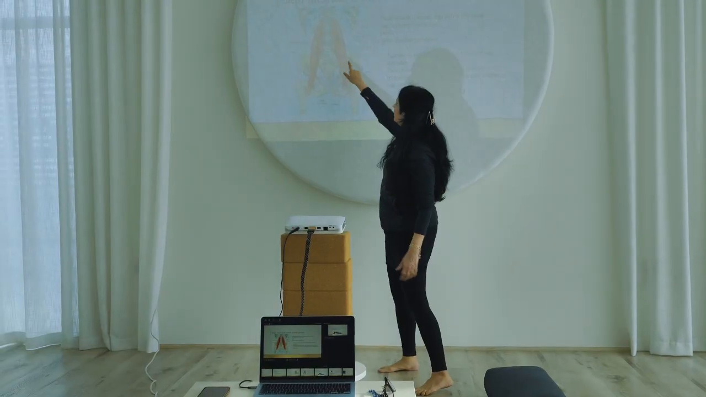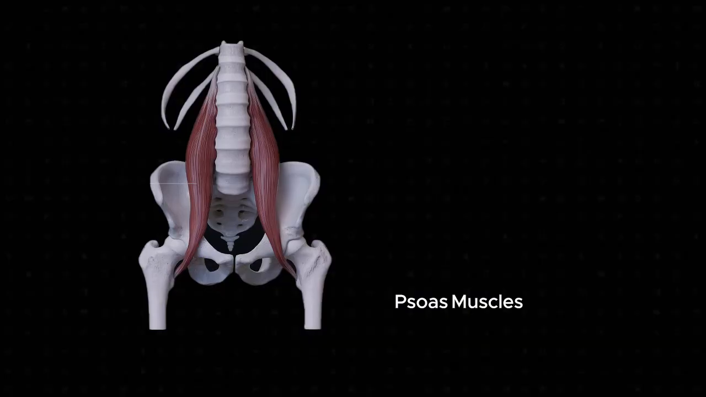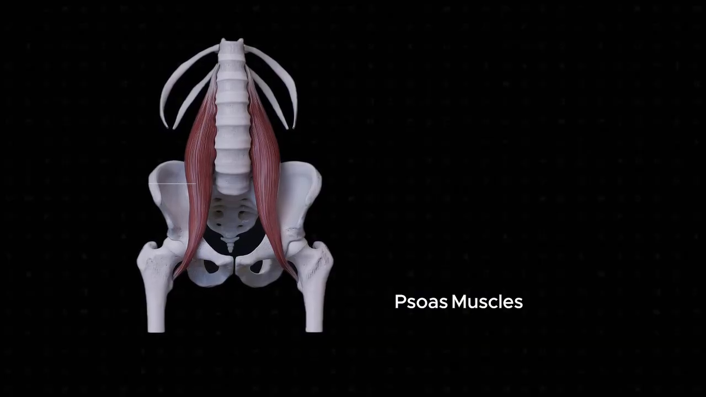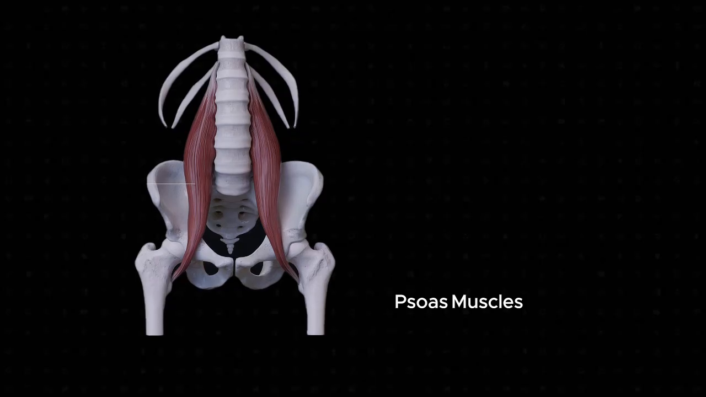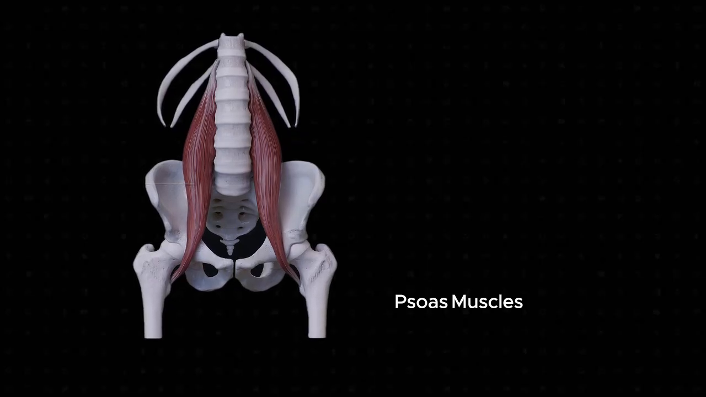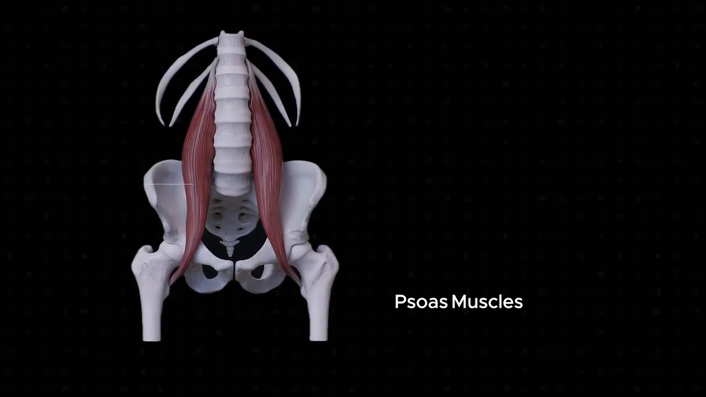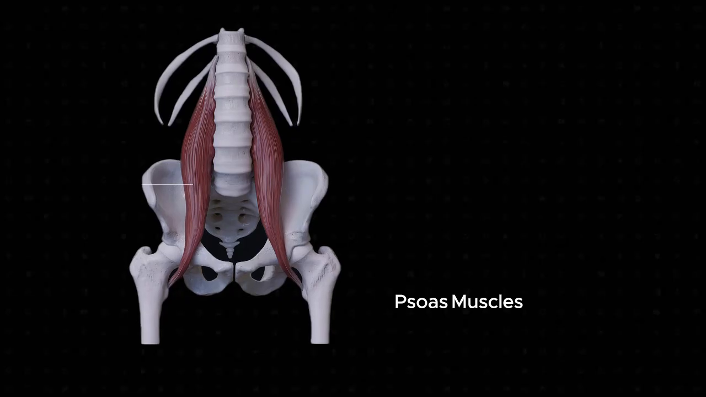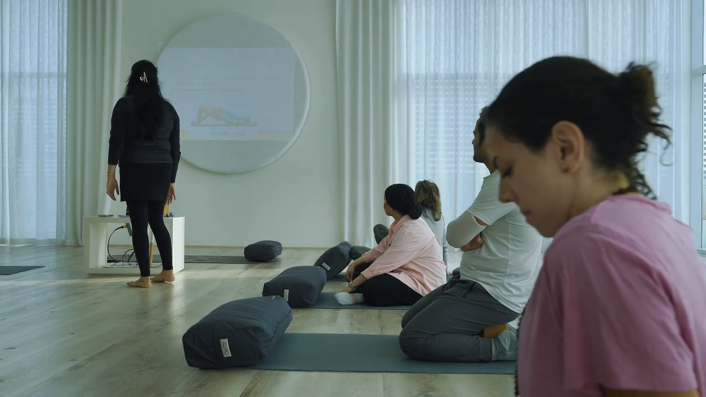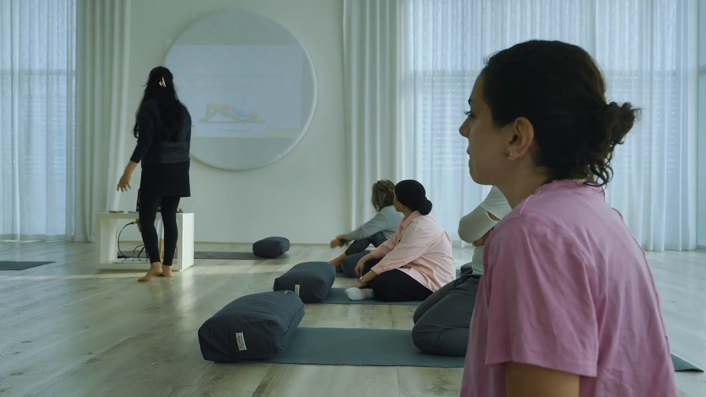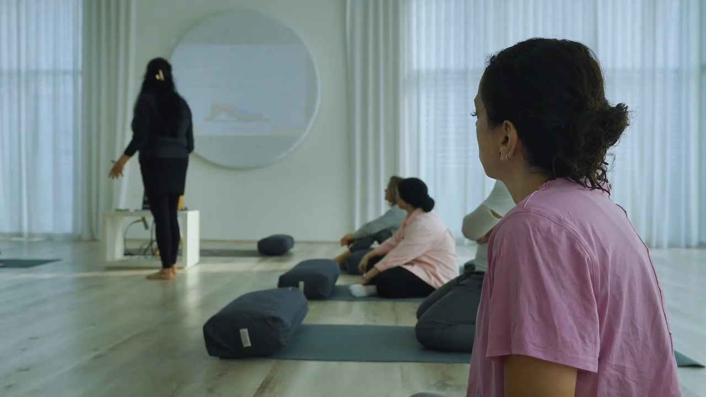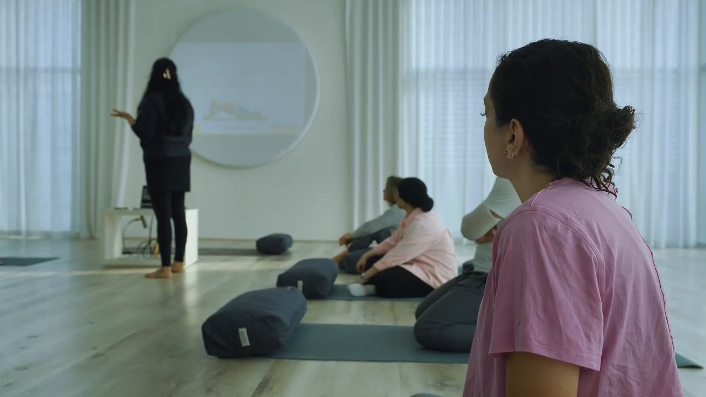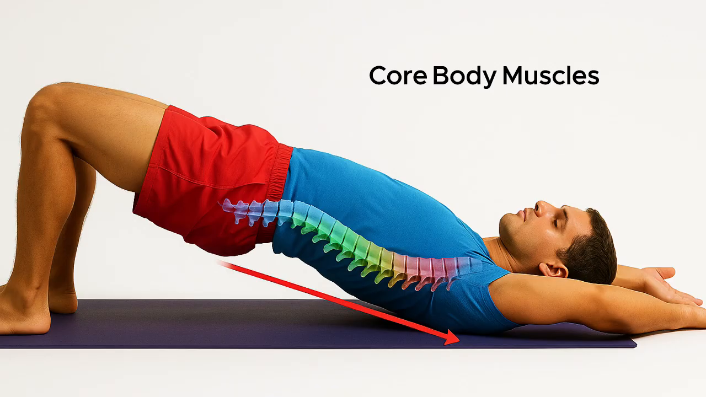The psoas muscle is a muscle which is around here, and it's connected to the bones of the legs. And then it's also from the top connected to the spine. So we're going to lie down on the floor, and we're going to stretch the pelvis up and stretch the whole body. And as you can see, the spine will get stretched, and the core body muscles will get stretched.